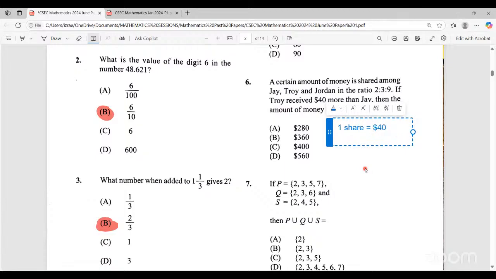How many shares do we have in all? 2 add 3 add 9. That's 5 and 9 is 14 shares. So 14 shares is 40 times 14. And I think we could figure that's 560, right? Very easy. I just really need to show you all that one. So that's 560 there. That's D as in dog.